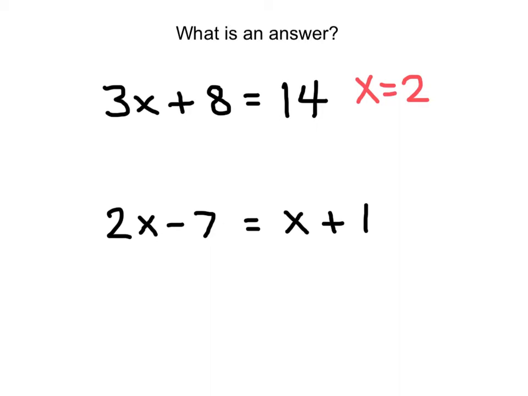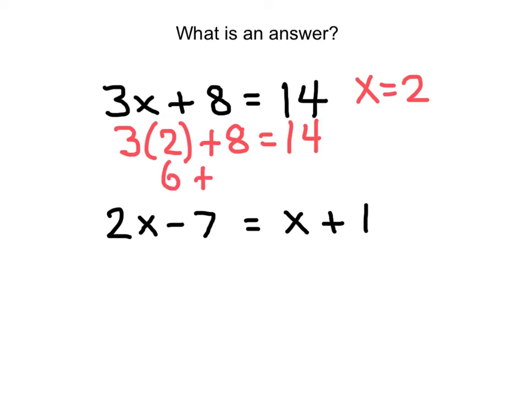But let's substitute 2 in place of x and see what happens. If I put 2 in place of x and follow order of operations, 3 times 2 and then add 8, I should get a true statement. Does 6 plus 8 equal 14? The answer is yes. So this answer is correct because it makes the equation true.